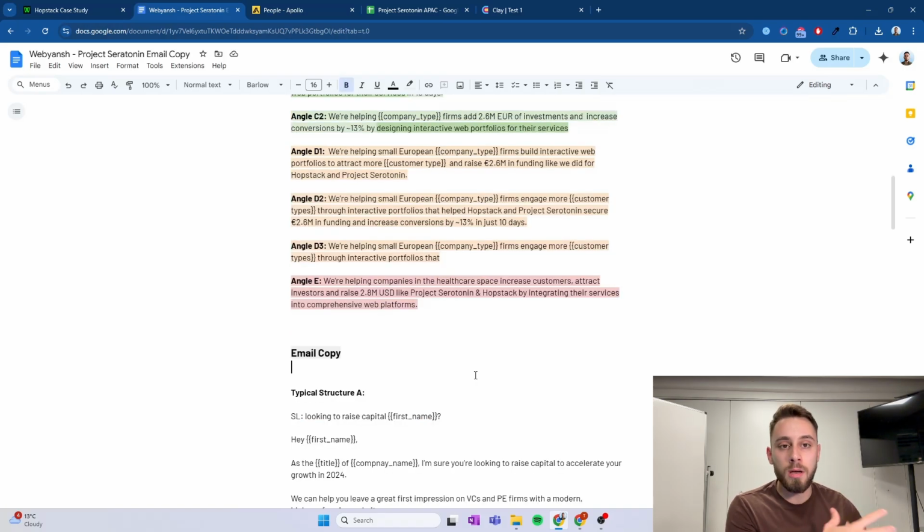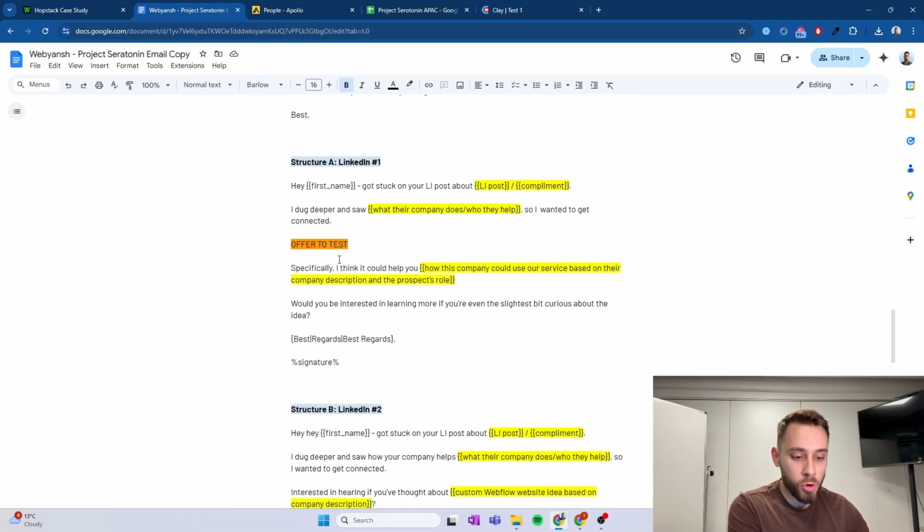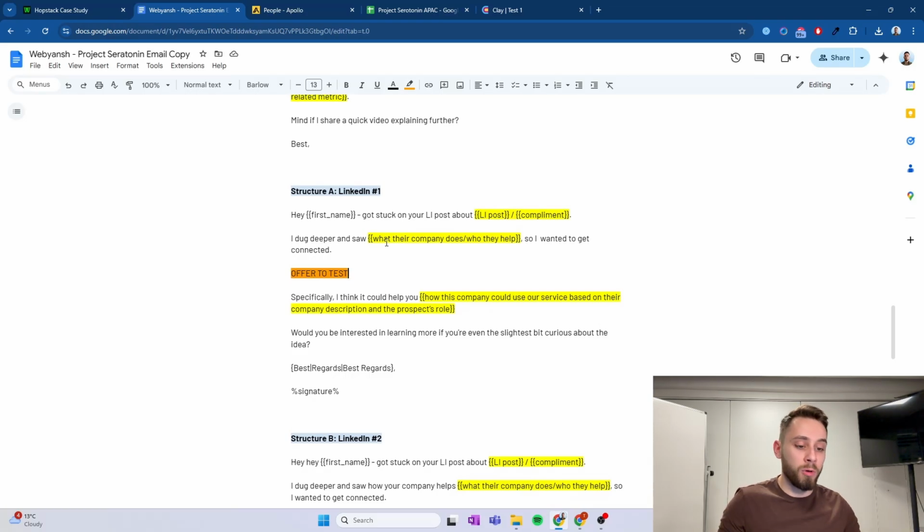After you do some testing, which you're going to be able to find in another video when I upload it on my channel about testing and how we go about it, we are going to see in the structures that I'm going to showcase, we have the offer to test, which is the first thing that we test in every campaign that we launch, is the angle.